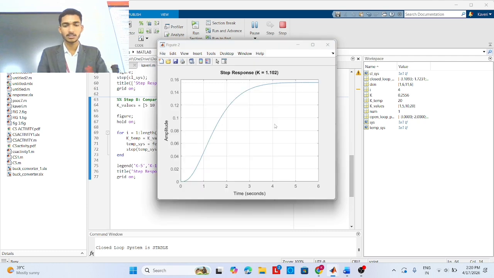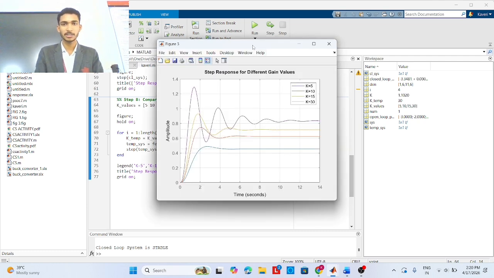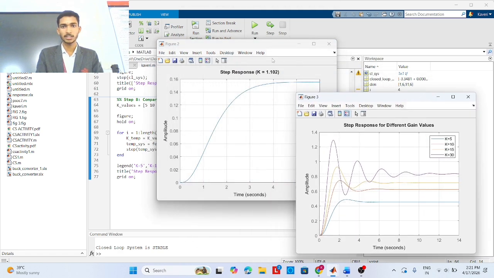Here is the graph between the real axis and imaginary axis. So the output values in the step response for different gain values have changed: 5, 10, 15 and 30. As we see, the step response value has also changed, k is equal to 1.102.